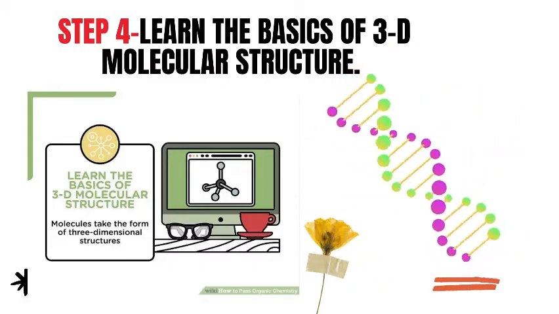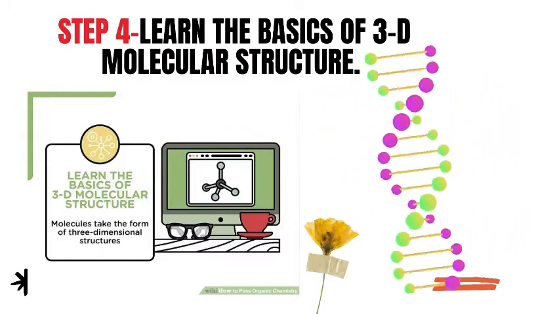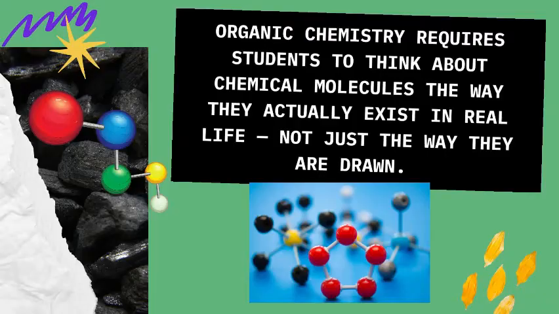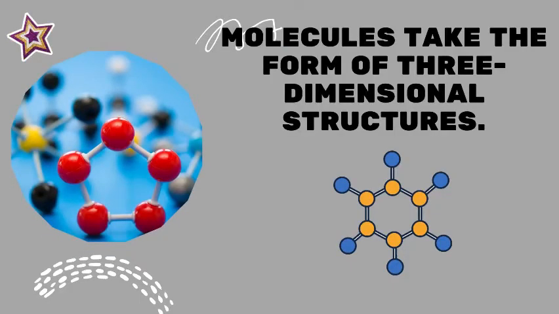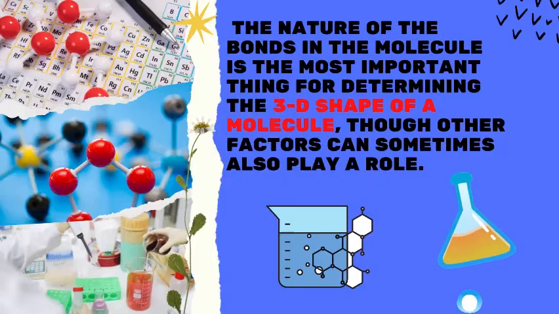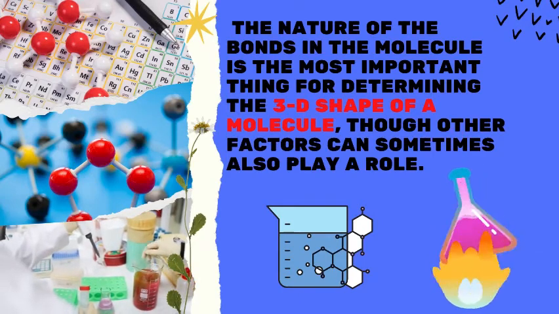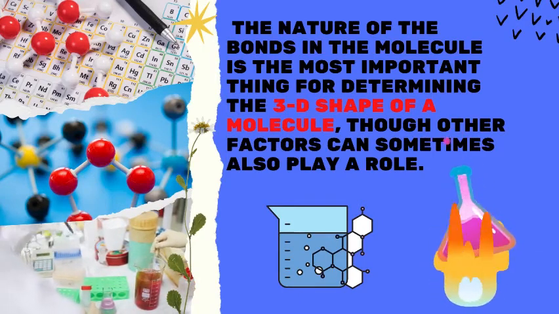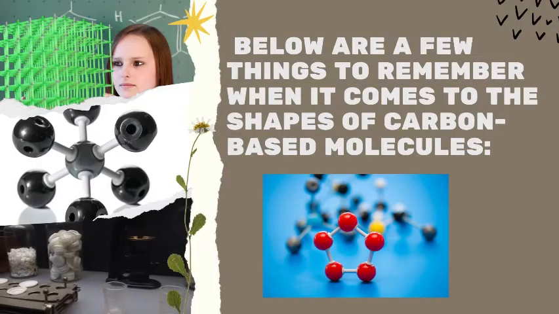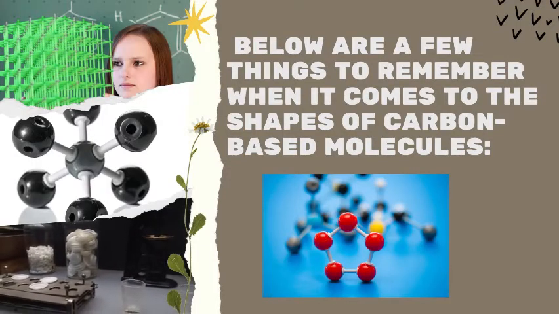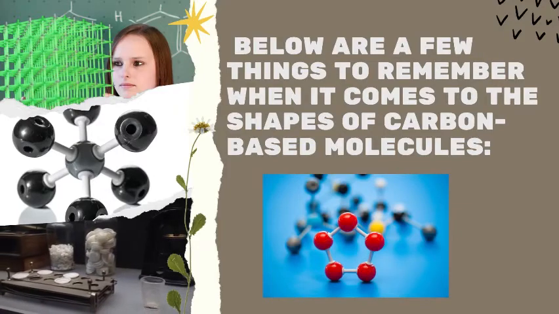Step 4: Learn the basics of 3D molecular structure. Organic chemistry requires students to think about chemical molecules the way they actually exist in real life, not just the way they are drawn. Molecules take the form of 3-dimensional structures. The nature of the bonds in the molecule is the most important thing for determining the 3D shape of a molecule, though other factors can sometimes also play a role. Below are a few things to remember when it comes to the shapes of carbon-based molecules.